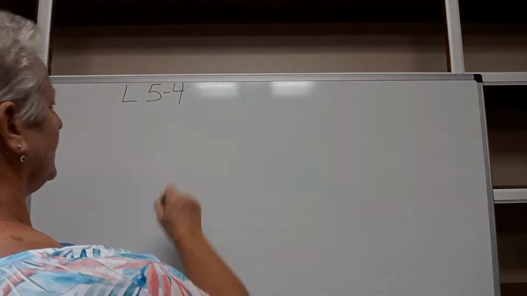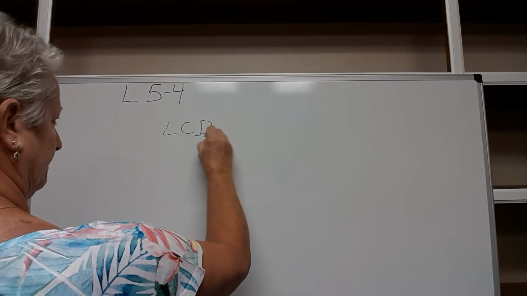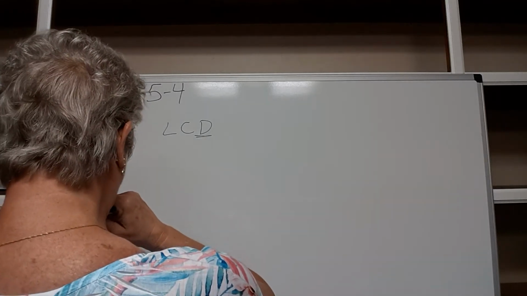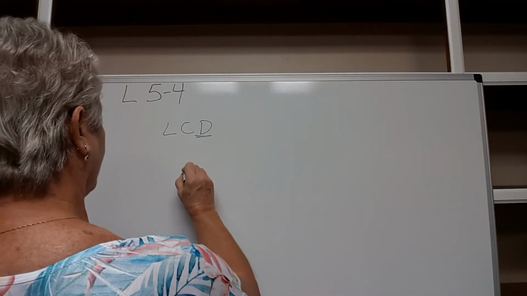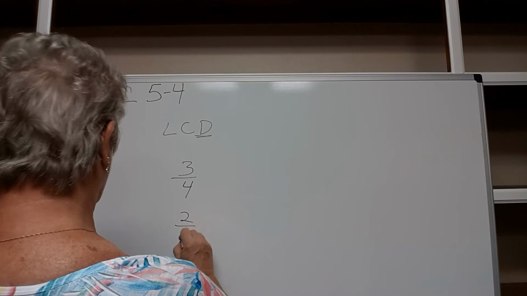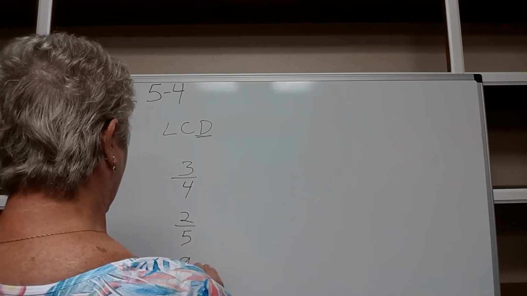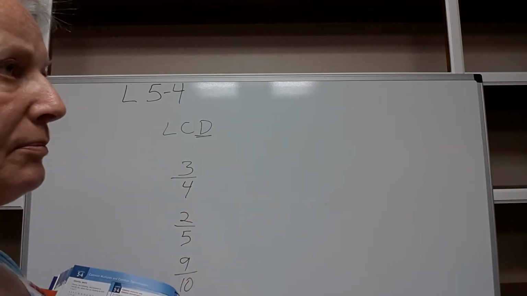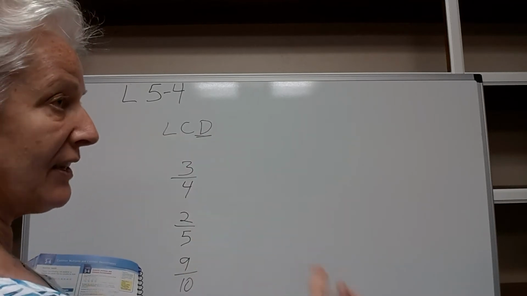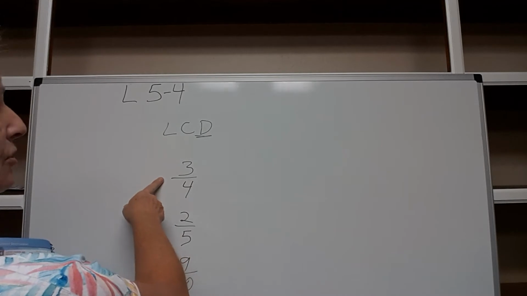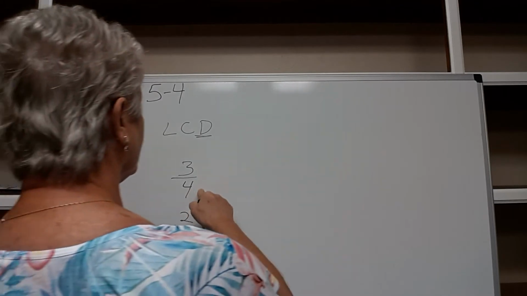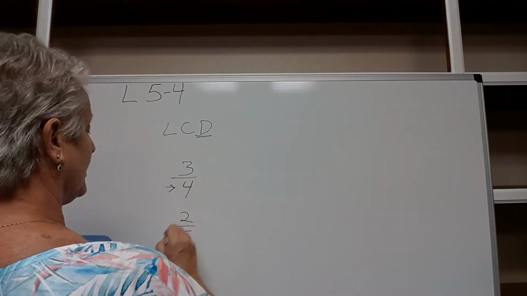Then we have something called least common denominator. Well, denominator should make you think of fractions. So if I have 3/4 as a fraction, 2/5 as a fraction, and 9/10 as a fraction, again, I want to look at the multiples of these. Now remember, if we go back to the previous lesson, this is closer to 1 than a half. This is about a half, and this is closer to 1. So let's look at the multiples of the denominators.